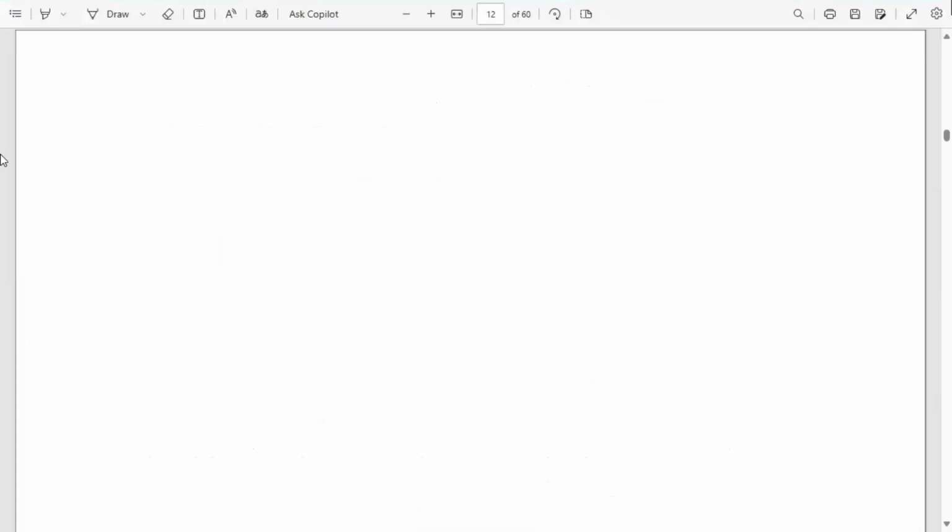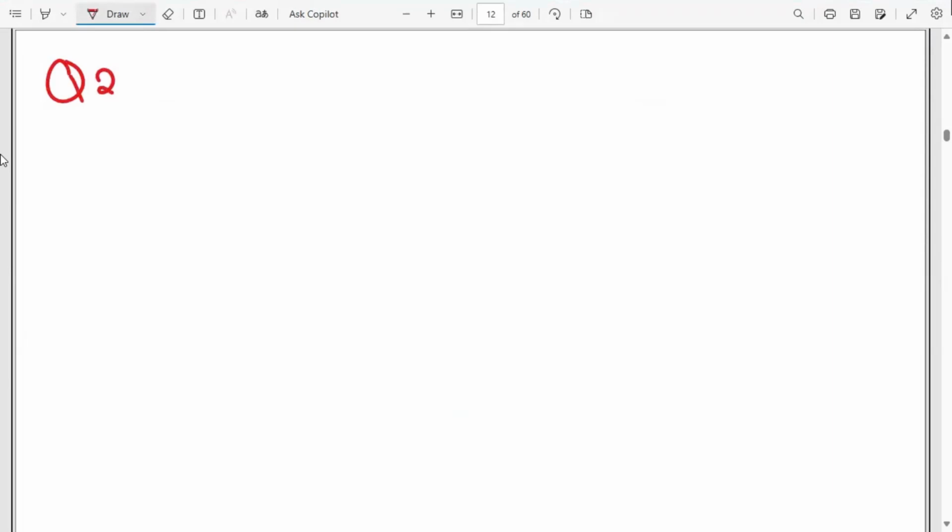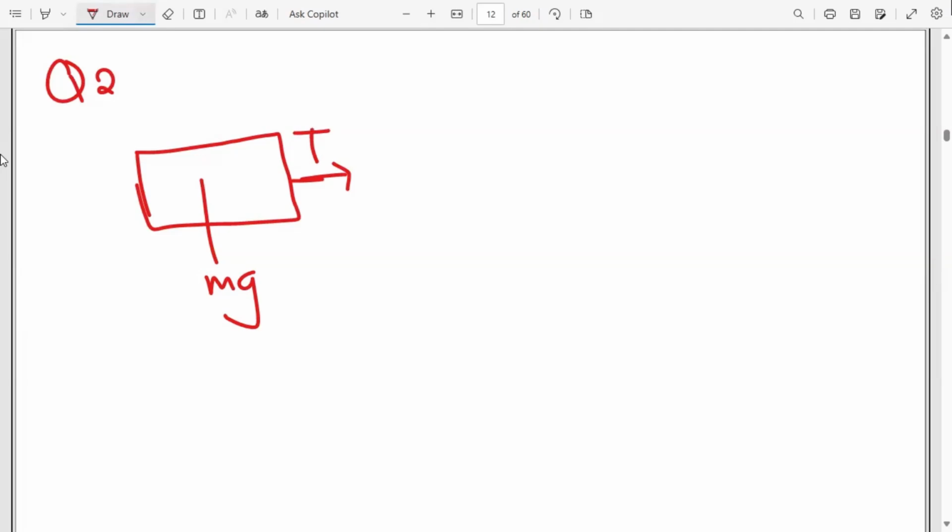Say this is question 2. Question 2, we have one box here which has this force mg. Then there is tension. This tension is pointing forward since it's causing acceleration.